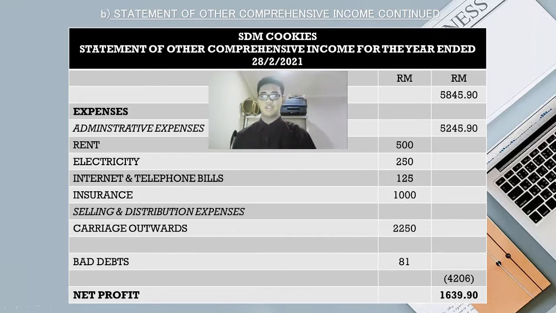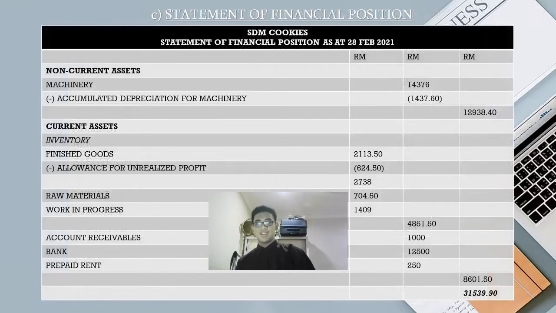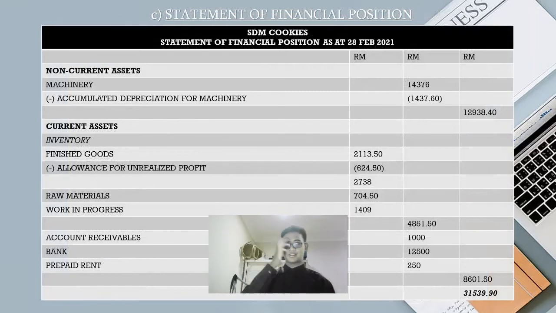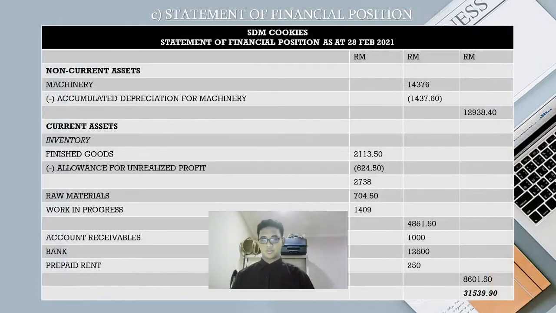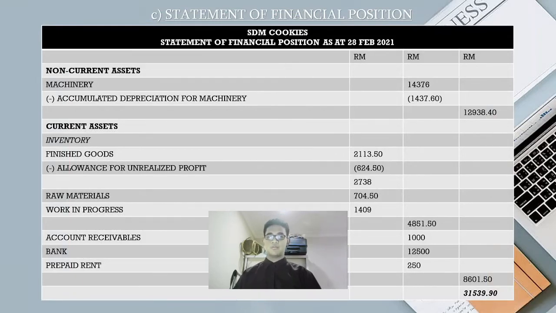The non-current asset of machinery had an accumulated depreciation of 1,437 and 60 cents. Minusing that, the book value of machinery will equal about 12,938 ringgit and 40 cents. Our current assets begin with inventory, which includes finished goods, raw material, and work in progress. We had an allowance for unrealized profit of about 624 ringgit and 50 cents, so our total inventory would equal 4,851 ringgit and 50 cents. Adding some account receivables, the amount of money in our bank, and some prepaid rent, our current asset total will equal about 8,601 and 50 cents.